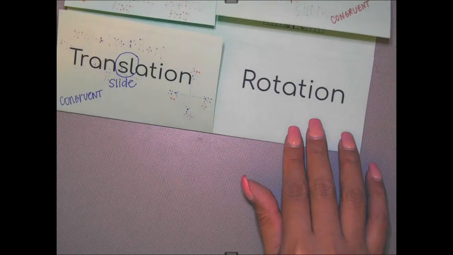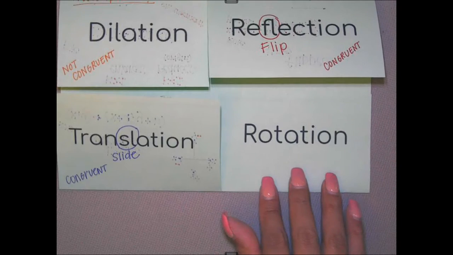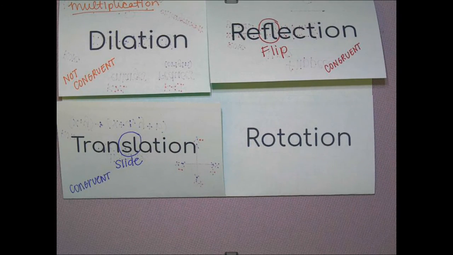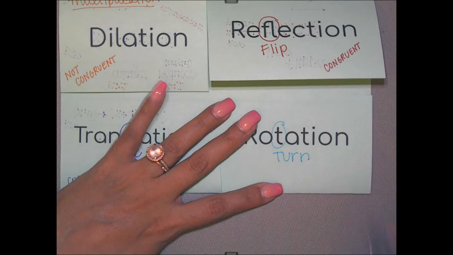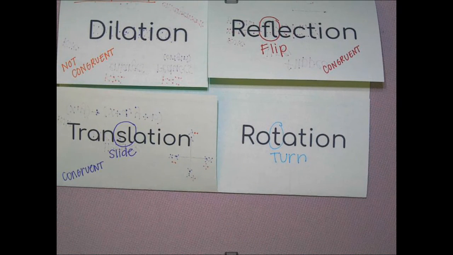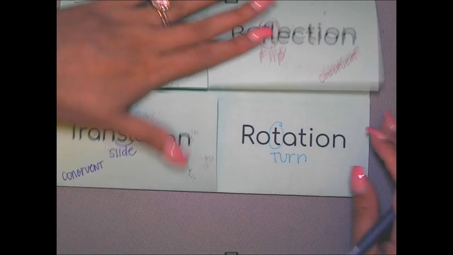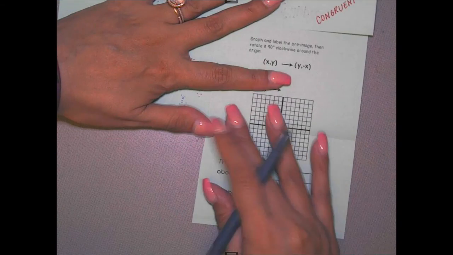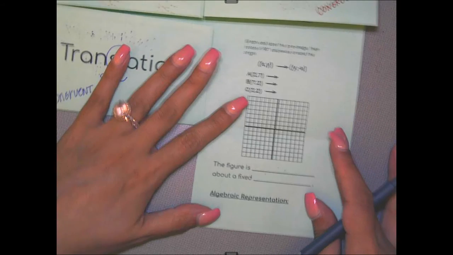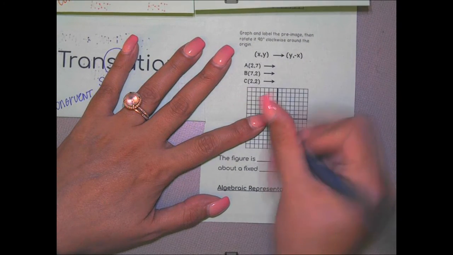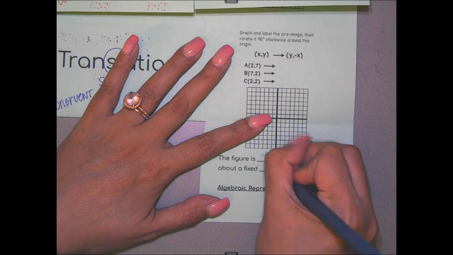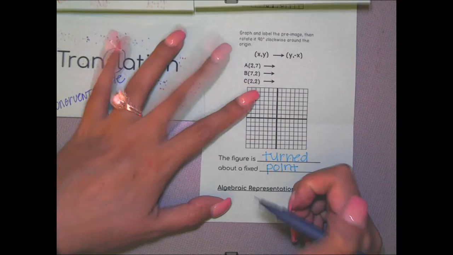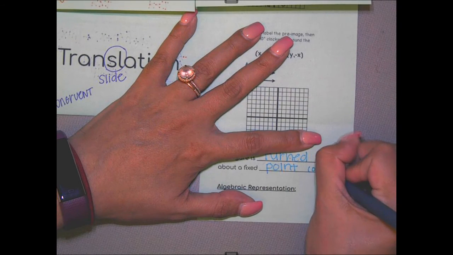And then our last transformation is a rotation. And we can, but we don't have to, circle that T, and that tells me that our figure is going to turn. So let's go ahead and start with our definition. And that is when the figure is turned about a fixed point. And in 8th grade math, our fixed point is the origin.